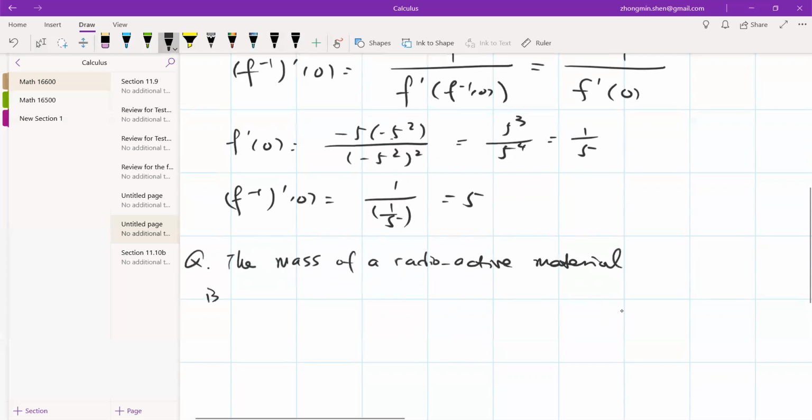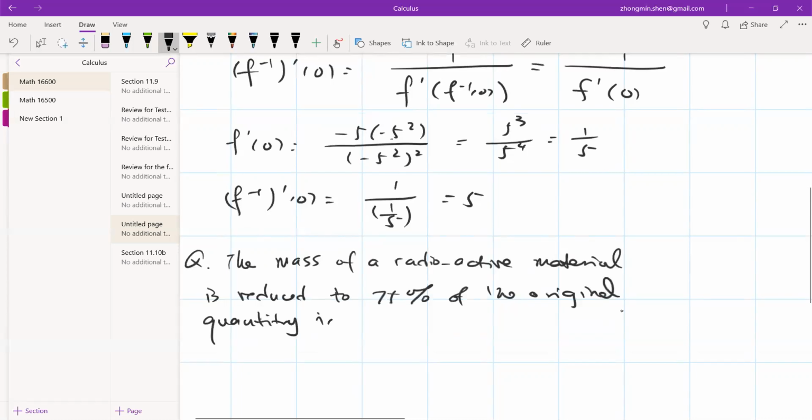Right? We know that it's reduced to, let's say, 75% of the original quantity in how many years? Let's say in 100 years, make it simple, right? And find the half-life.